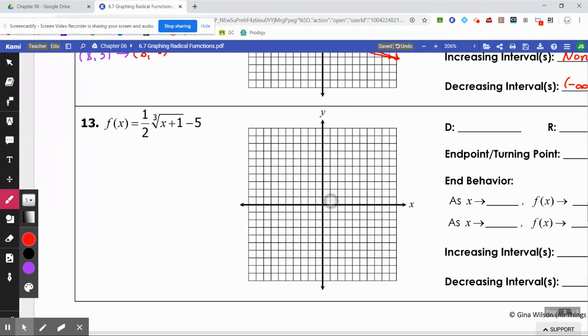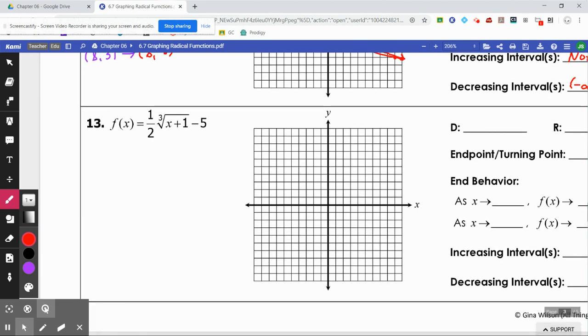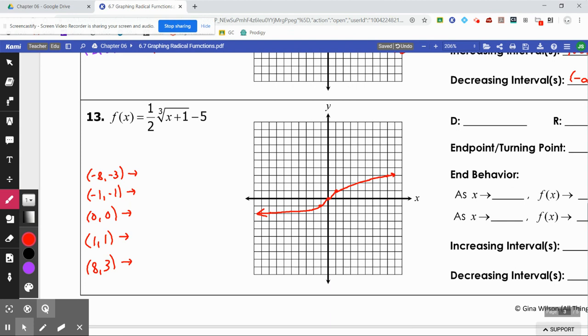Number 13. Your parent function here is, again, y equals the cube root of x. So let's go ahead and graph that and write down our points. And there those are. Now let's identify all of our transformations. Stretches, compressions. This is going to be a vertical compression because it's less than 1, a vertical compression by a factor of 1/2. And then the only other two transformations is the plus 1 is going to move it left 1, the minus 5 is going to move it down 5. So we're going to move it left 1 and down 5.